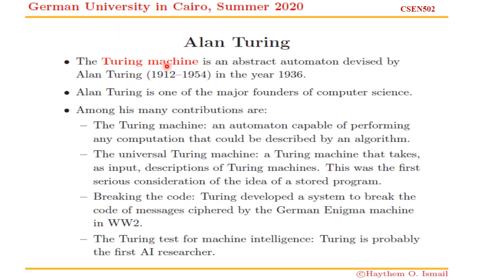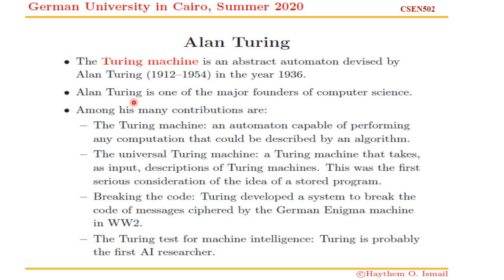Now, to talk about the Turing machine, we need to talk about the inventor of that machine, Alan Turing. And Alan Turing lived between 1912 and 1954, and he wrote the paper in which the Turing machine appears for the first time in the year 1936. Of course, in his paper, he didn't call it the Turing machine, but it came to be known by that name later on, of course, due to Turing.